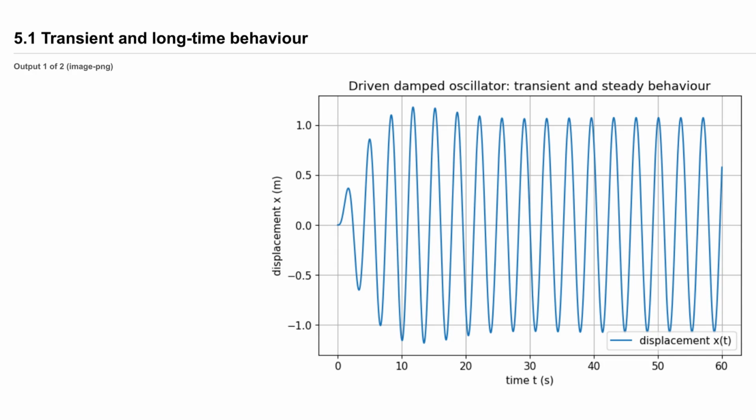In this displacement time plot, you can clearly see the two stages. For the first 20 seconds or so, the amplitude fluctuates erratically. This is the transient behavior. Afterwards, the system settles into a smooth, constant amplitude oscillation, demonstrating the steady-state response to the external drive.